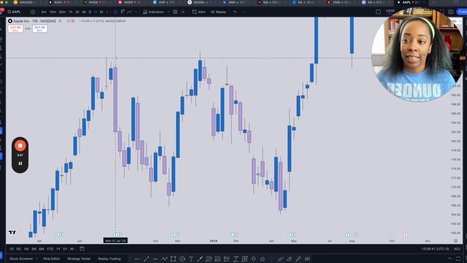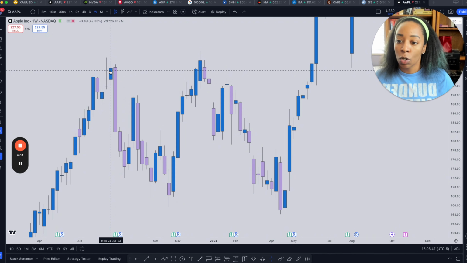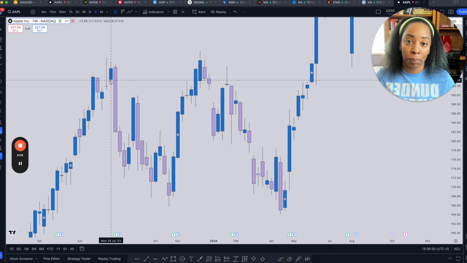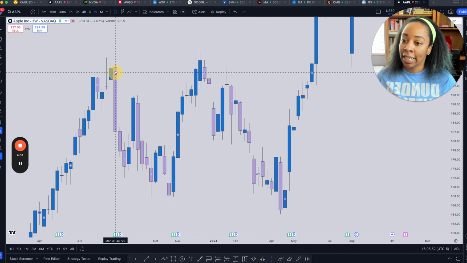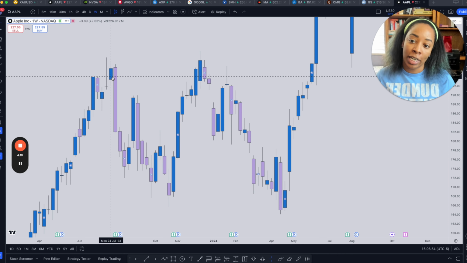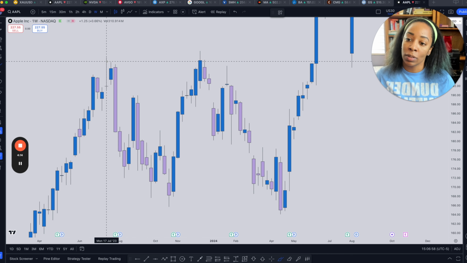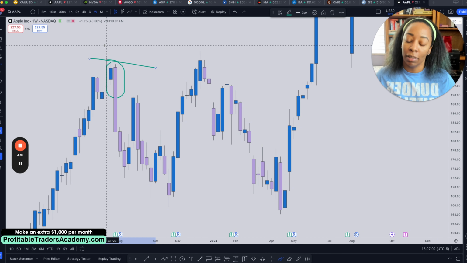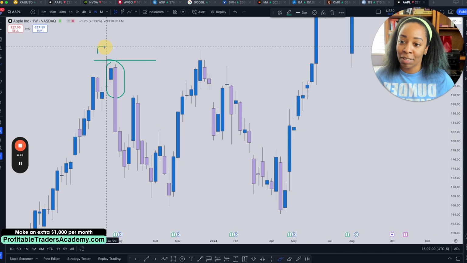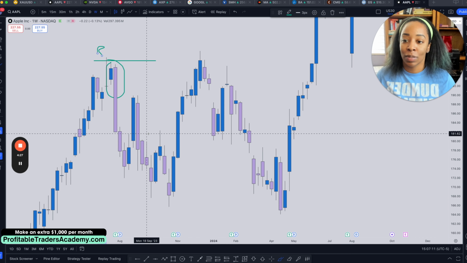The first thing that I do is I use the candle method to plot out support and resistance zones. So let's take this candle right here. We have a bullish candle, and the candle right next to it is a bearish candle. Typically when I see these two candles together, to me, this forms a resistance. I'm just going to put an R right there for resistance.